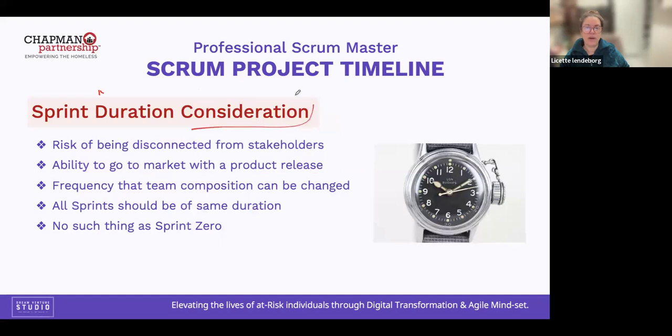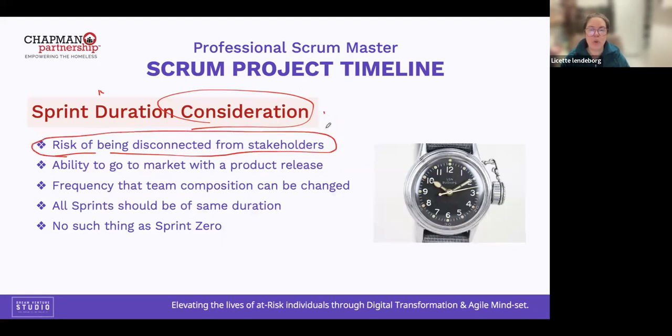Sprint duration considerations: the risk of being disconnected from stakeholders. We cannot make the sprint too long because we take the risk of disconnection from the stakeholders. In traditional project management, meetings were conducted every 3 months at the end of the quarter. It was horrible, because we didn't have the time to demonstrate, communicate with the stakeholders, and receive their feedback.